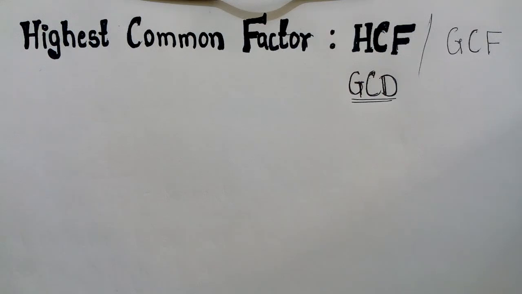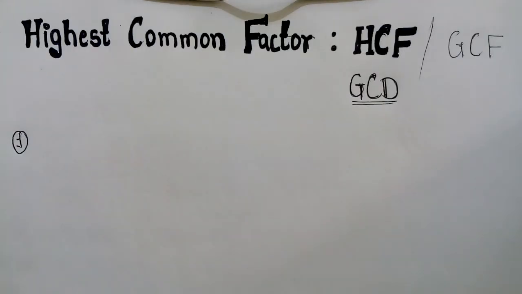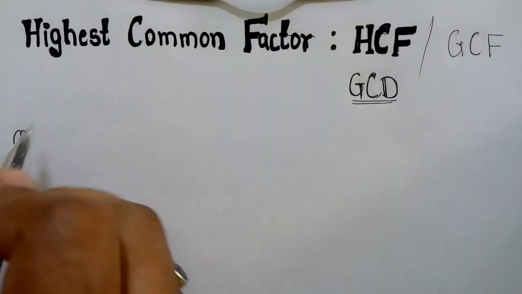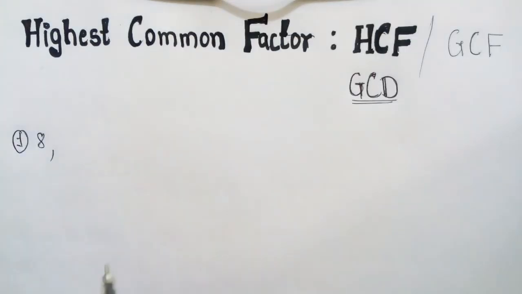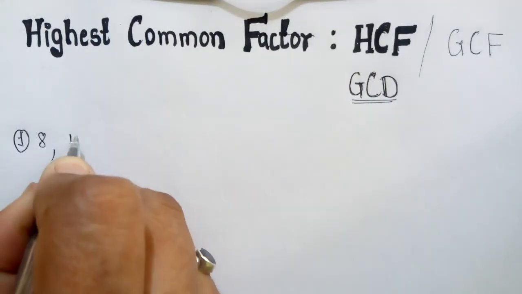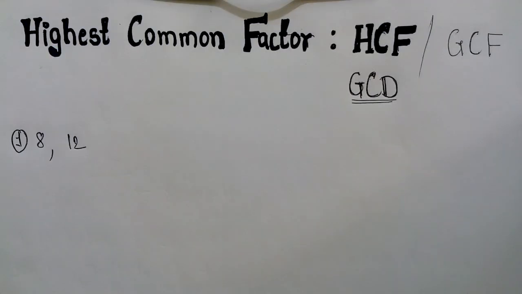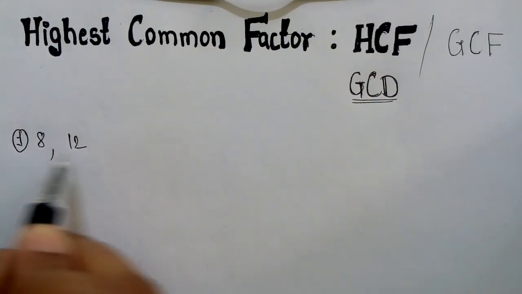Now we will see one example. Suppose two ropes are there. One is 8 meter long and another is 12 meter long. So what do we want to do? We want to cut those ropes into pieces of the same length. So what will be the maximum possible length of each piece? So here we have to find out the HCF of these two numbers.